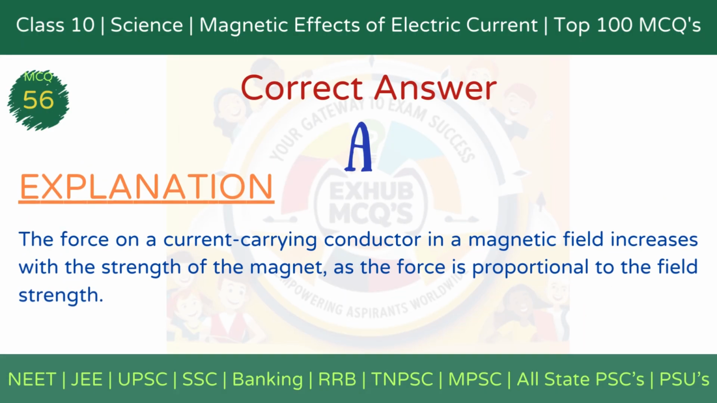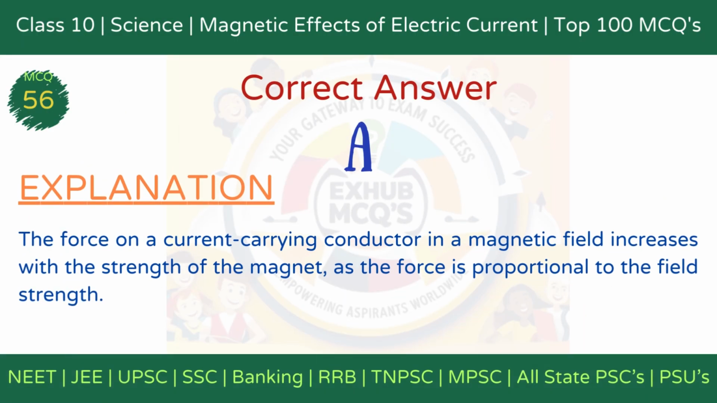The correct answer is option A, increases the force on the conductor. Explanation: the force on a current-carrying conductor in a magnetic field increases with the strength of the magnet, as the force is proportional to the field strength.